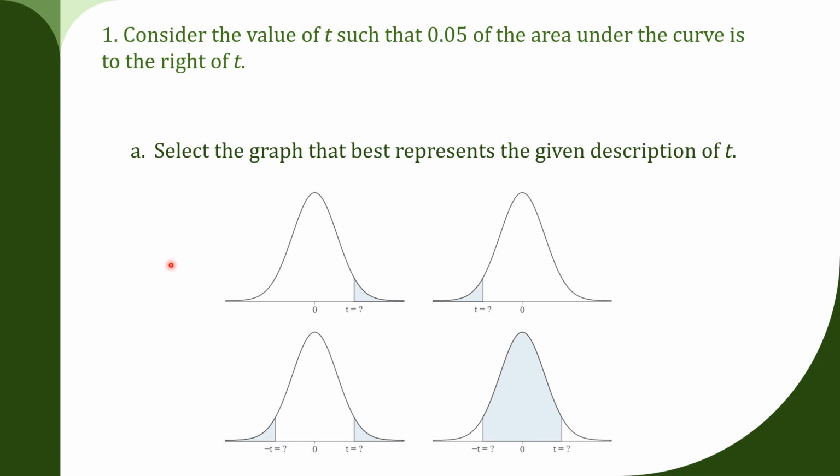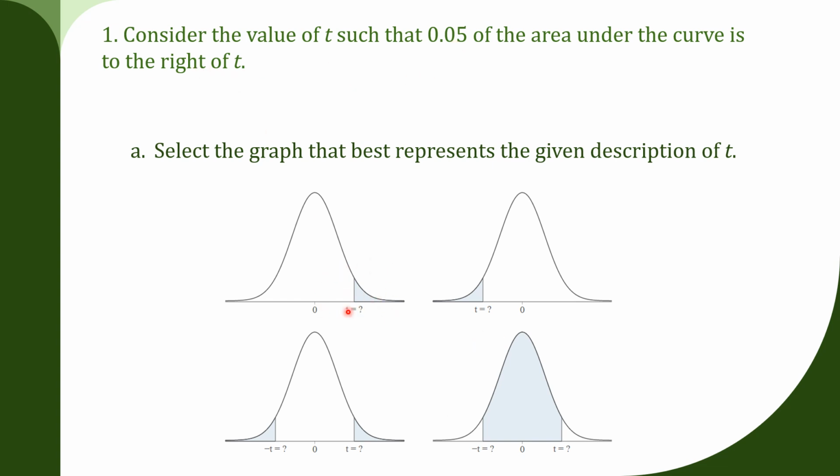All right, so it says consider the value of t such that 0.05 of the area under the curve is to the right of t. Let's read that again. Consider the value of t. We're talking about the t value, that's the value on our number line down here. The value of t such that the area under the curve is 0.05 and it's to the right of t.